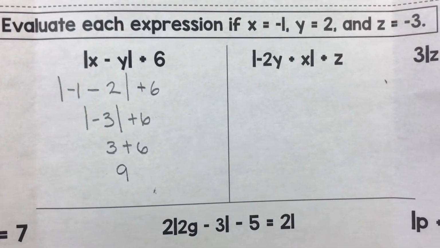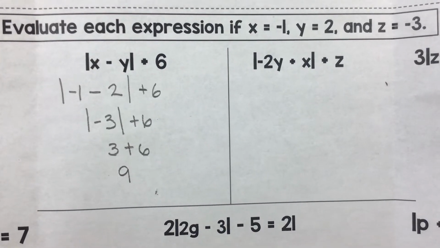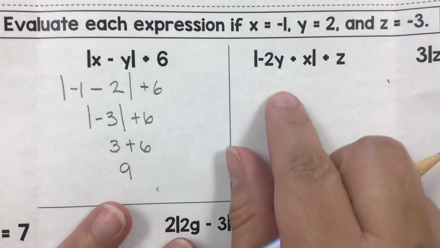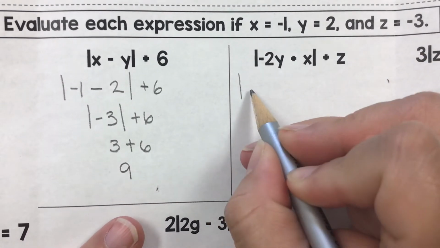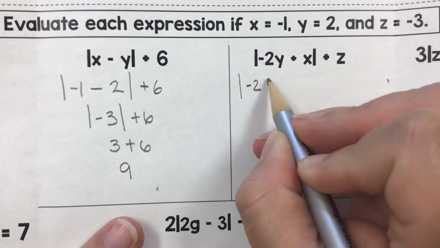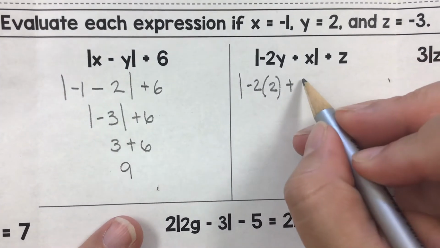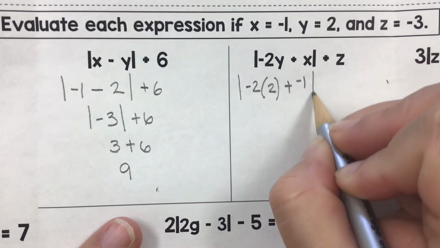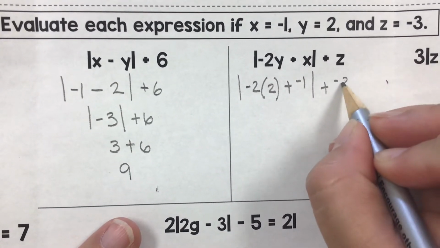All right, I'm going to scoot it over just a little bit so people a little behind can finish writing it up, and then we'll talk about this one. Absolute value of negative 2, y is a 2, plus x is a negative 1, plus a z, which is a negative 3.